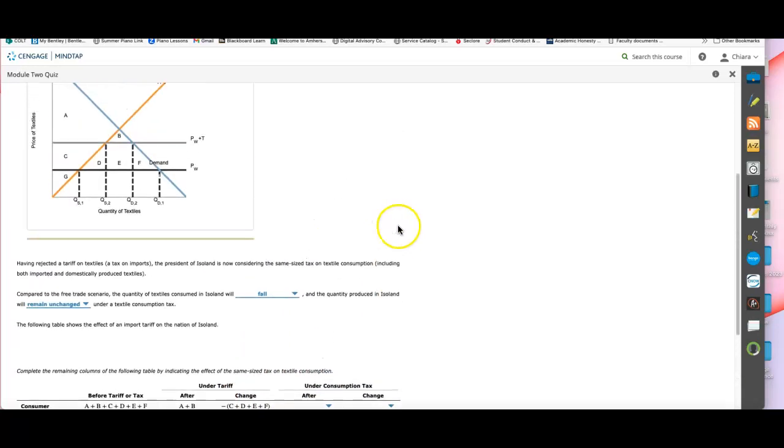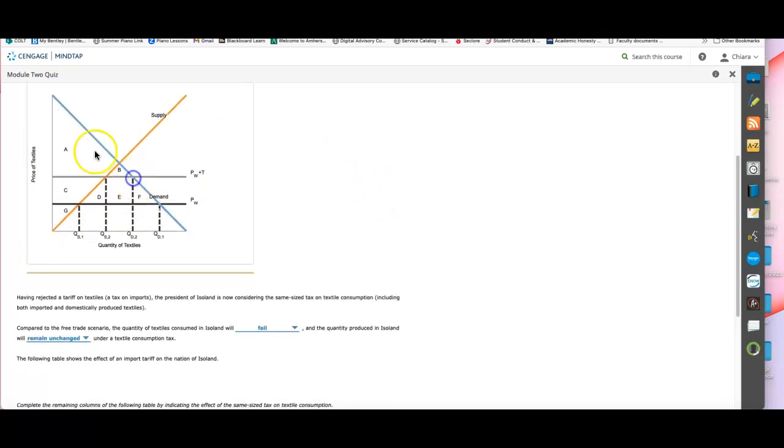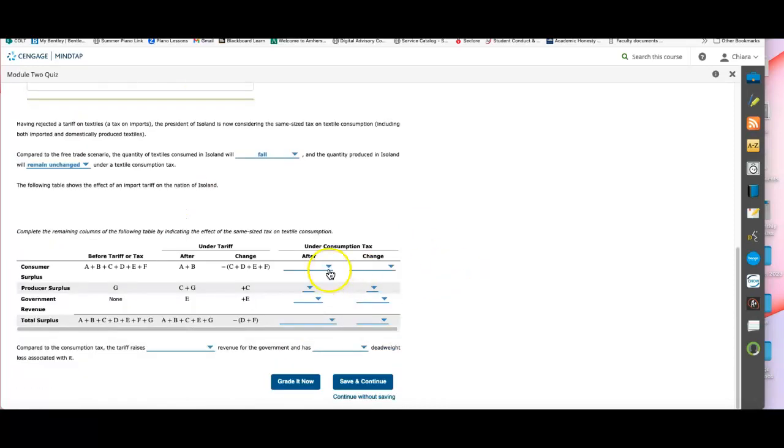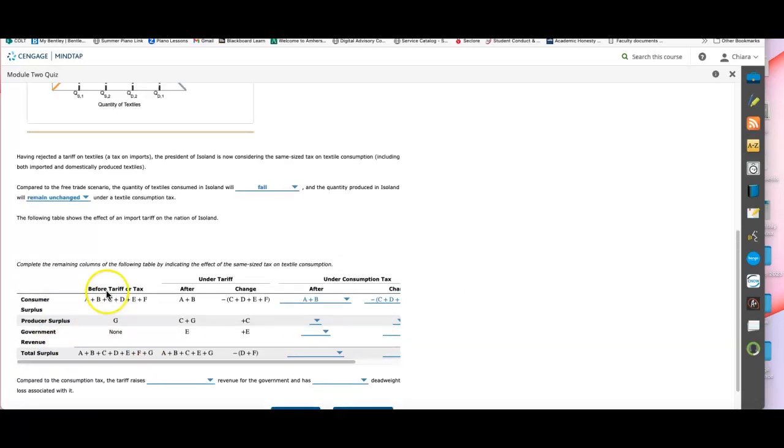What happens with the consumption tax? Now with the consumption tax, the consumers are still going to consume less, right? So instead of consuming this whole area again, they're now paying this price because there's that tax imposed. So they're still going to consume only A and B. So after the tax, there's still going to be A and B. So the change is the same, C, D, E, F. It's exactly the same as with the tariff from the consumer's perspective. Whether it's a tariff or whether it's a tax, the consumers end up paying that higher price that incorporates the tariff or the tax. Now things change a little bit for the producers, right?